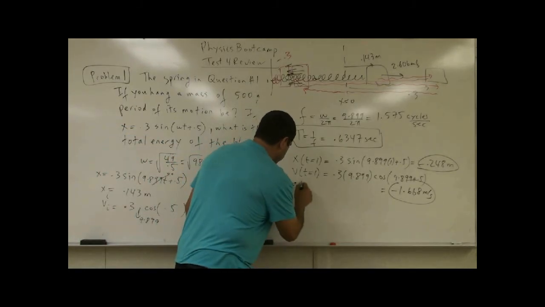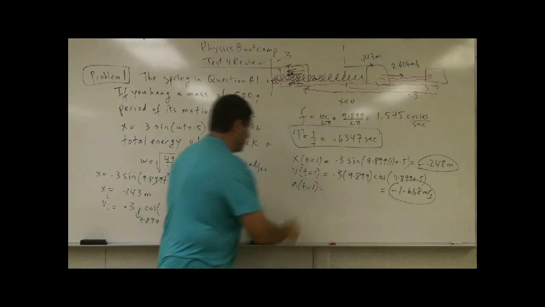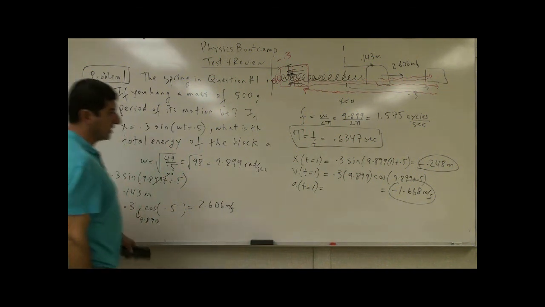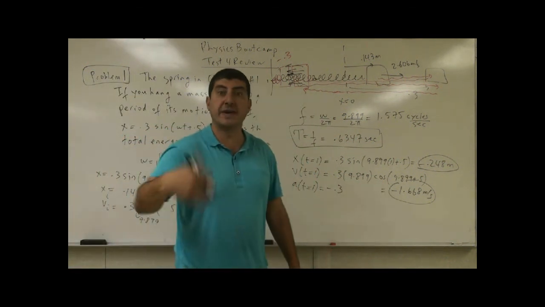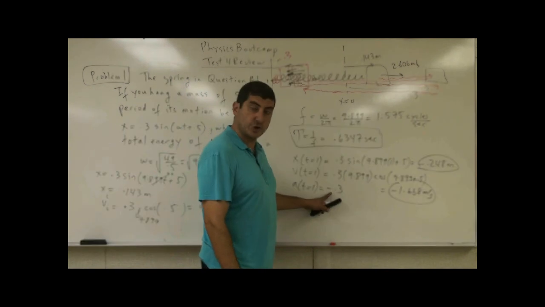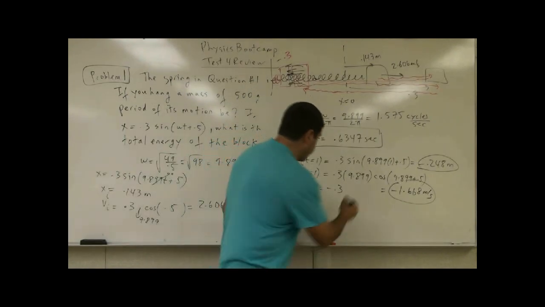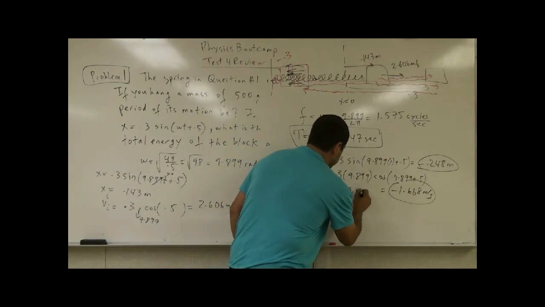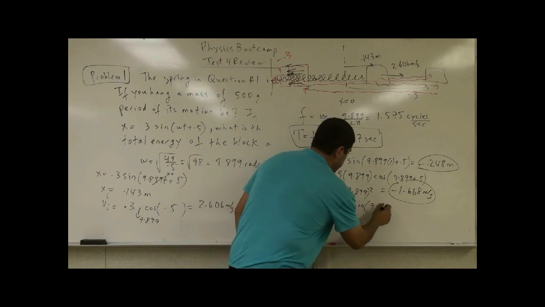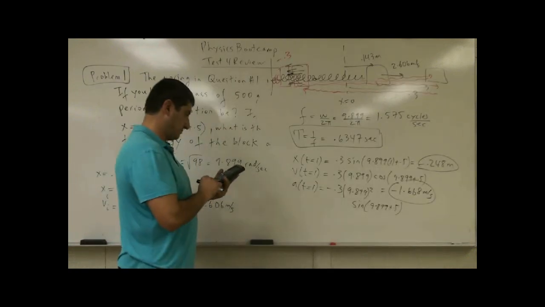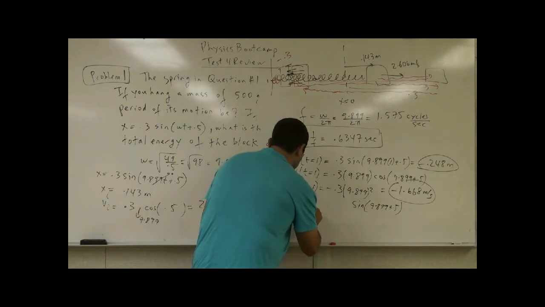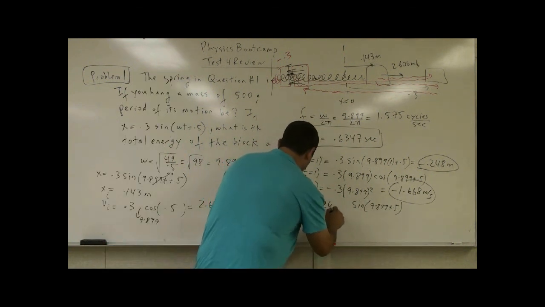Now the acceleration. Acceleration is going to be what? Negative 0.3, remember the equation, omega squared. So the negative is already in the equation. Then we have to square this. Then we have to take sine of 9.899 plus 0.5. That gives 24.319 meters per second squared.